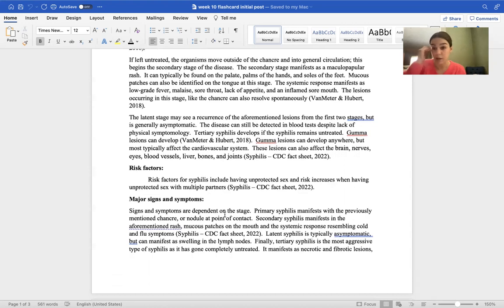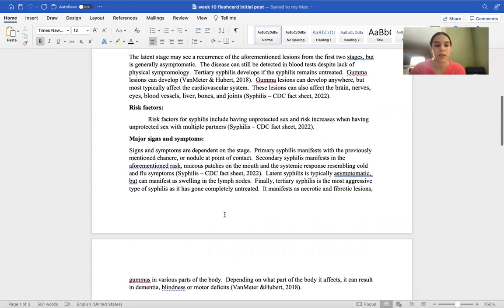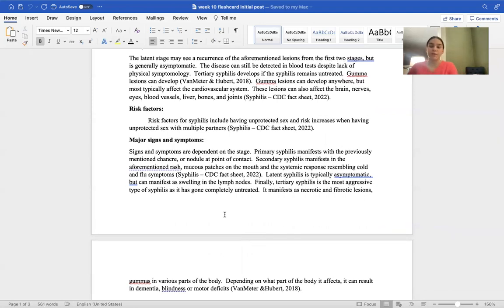The biggest risk factor, obviously, for syphilis includes having unprotected sex, and risk increases when having unprotected sex with multiple partners. And I really went into many of the signs and symptoms already, but I'm just going to repeat it. So it really depends on the stage.